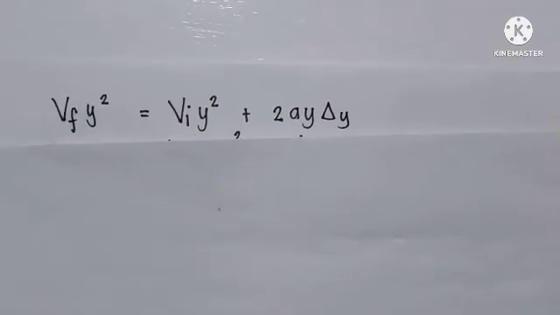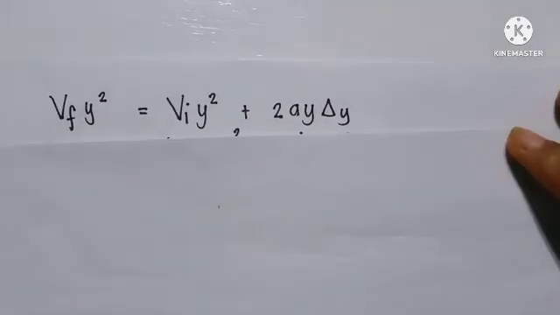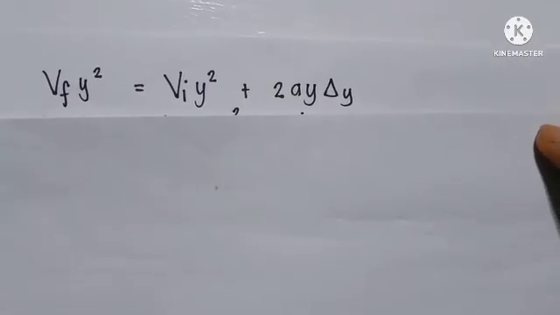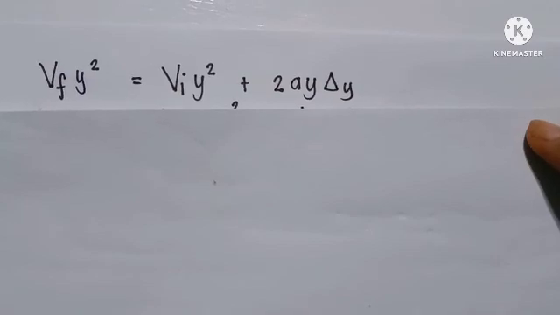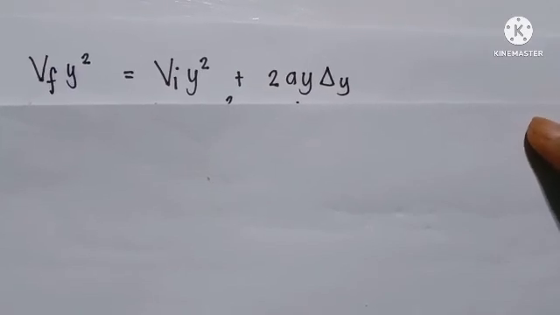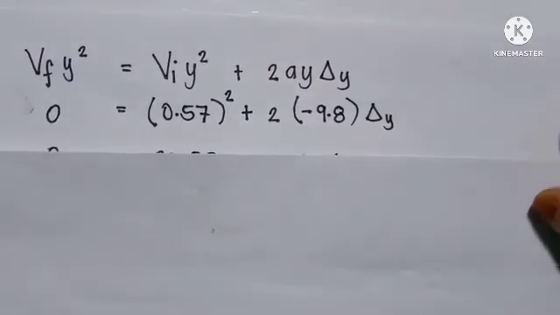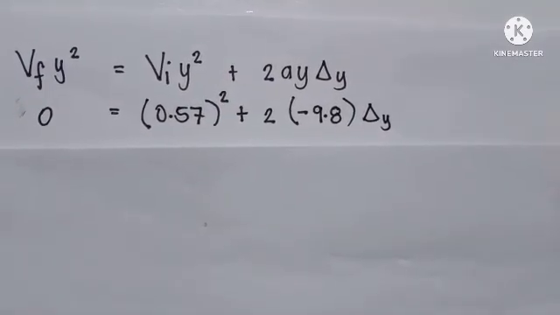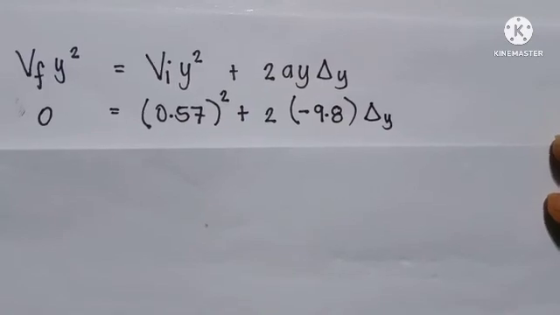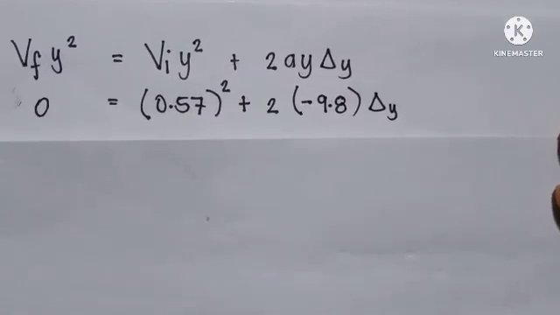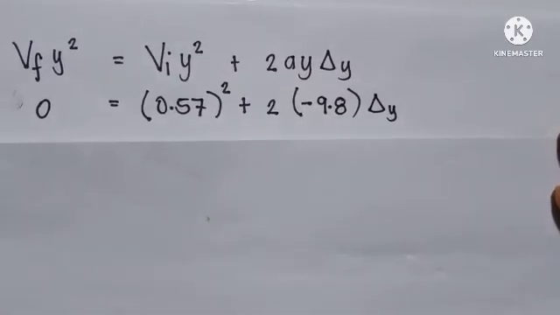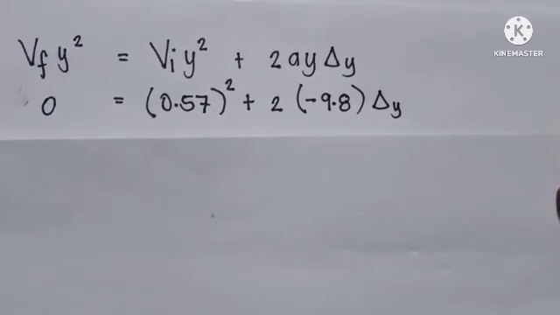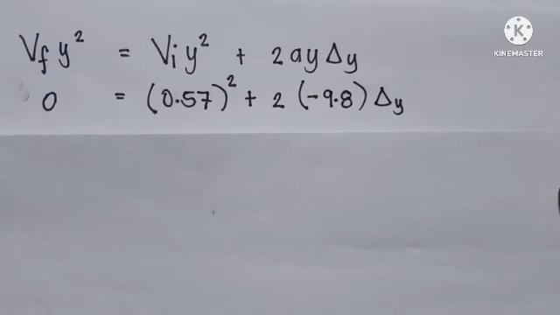To find the value for delta y, we will use this formula. We have final velocity y squared is equal to initial velocity y squared plus 2 times acceleration y times delta y. So the value for final velocity y squared is 0. Substitute the value of initial velocity y squared, which is 4.57 squared, plus 2 multiplied by the value of acceleration, which is negative 9.8, times delta y.